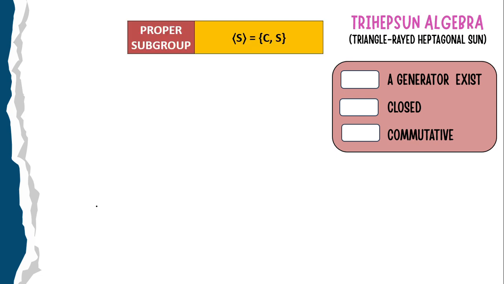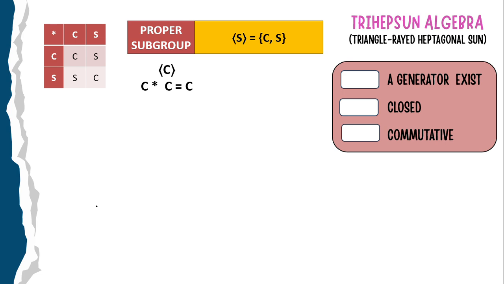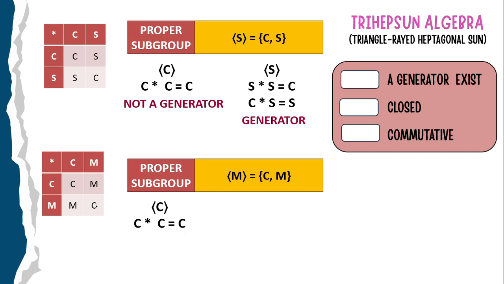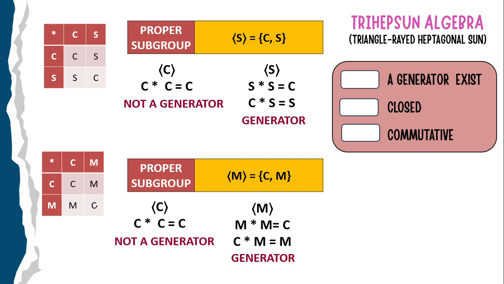For proper subgroup S, which generates C and S, this is the table. C only generates itself, therefore it is not a generator. S generates C and S, therefore it is a generator since C and S are the elements of our table. For proper subgroup, element M generates C and M. This is our table for C and M. C generates C, so this is not a generator, and M generates C and M, therefore this is a generator.